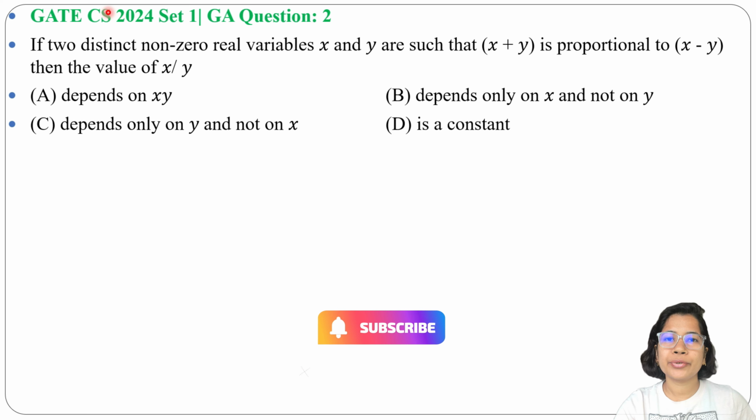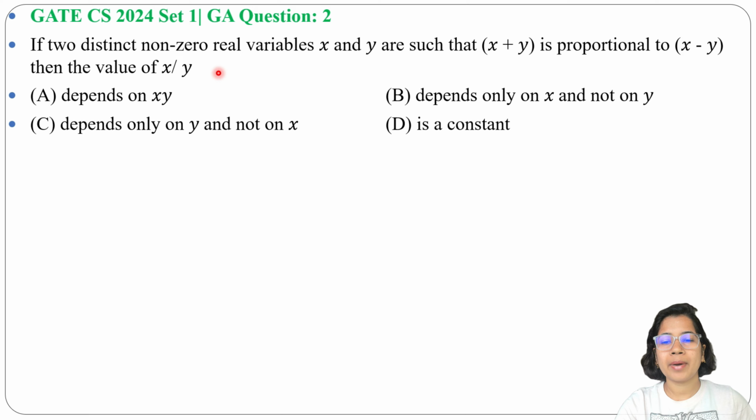Let's solve one previous question of general aptitude. This question was asked in GATE CS 2024 set 1 GA question number 2. If two distinct non-zero real variables x and y are such that x plus y is proportional to x minus y, then the value of x by y, and 4 options are given.